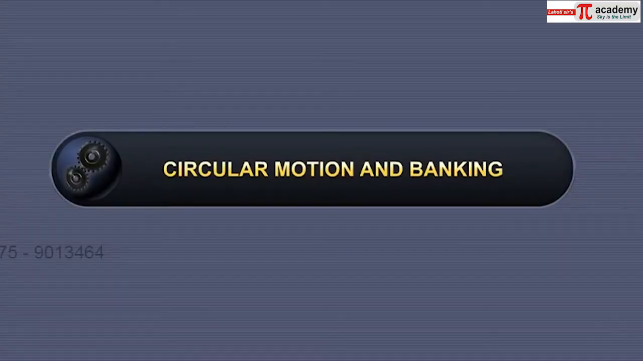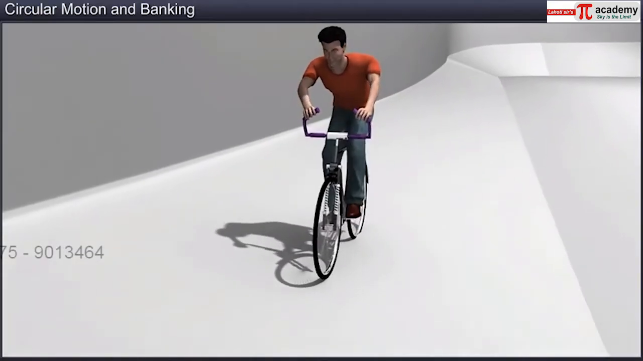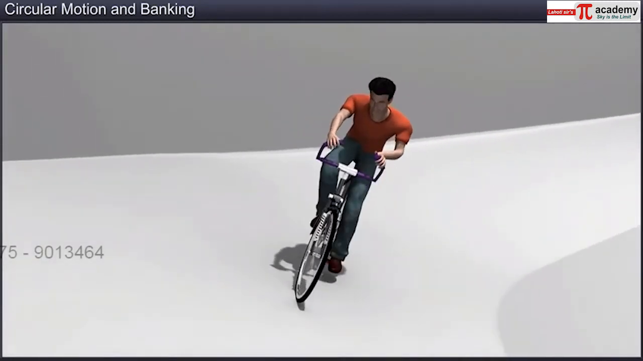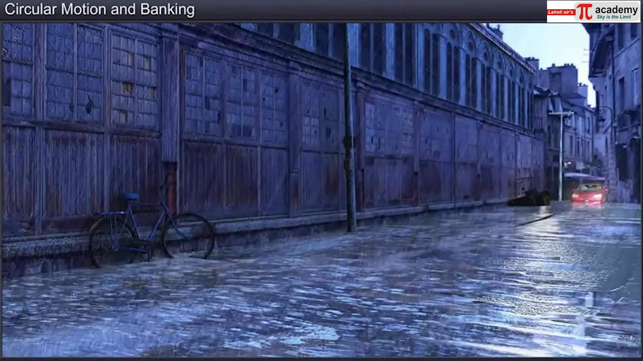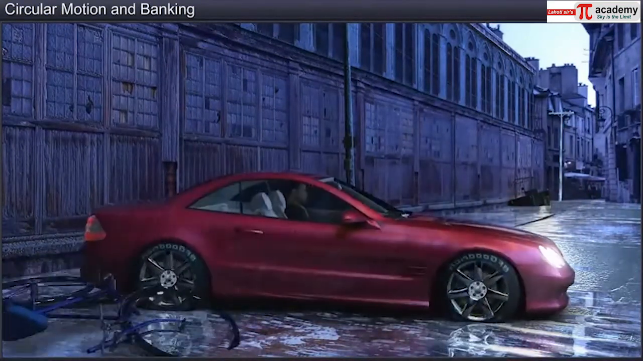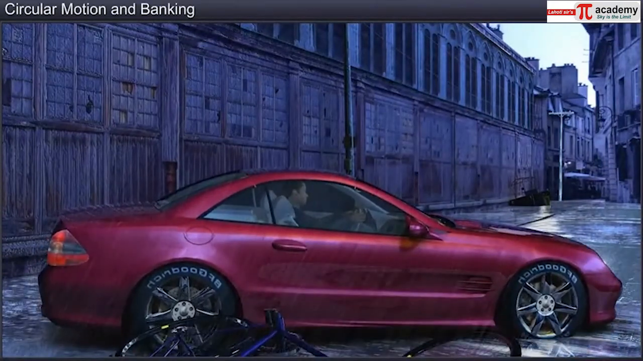In this module, you will learn about circular motion and banking. Have you ever wondered why a velodrome track is curved? Or, on a rainy day, while driving a car at high speed, what happens if you take a sharp turn on a flat road? You will get the answers to these questions in this module.